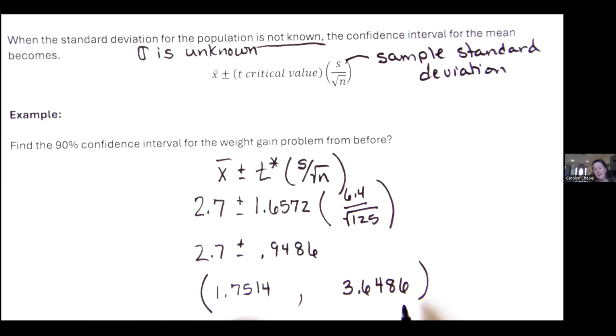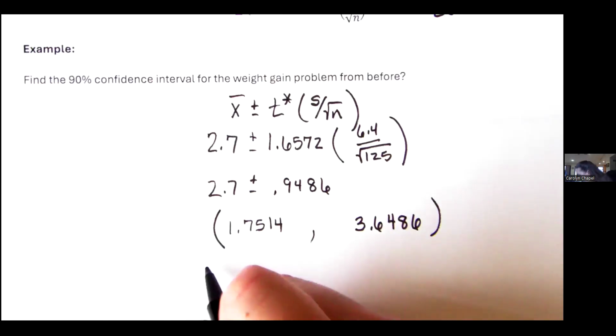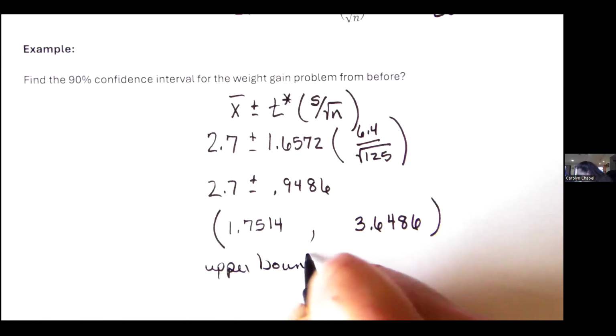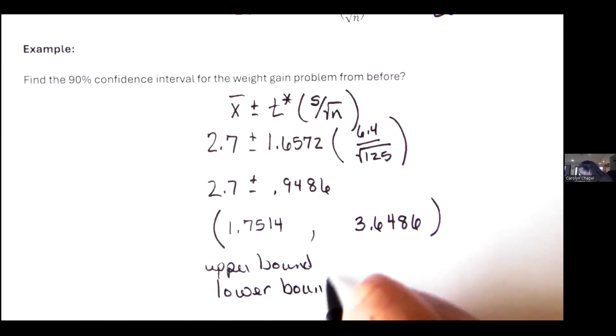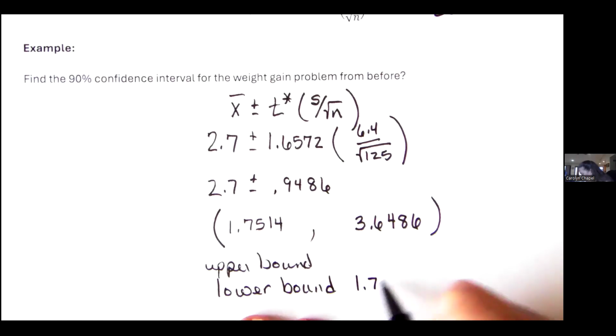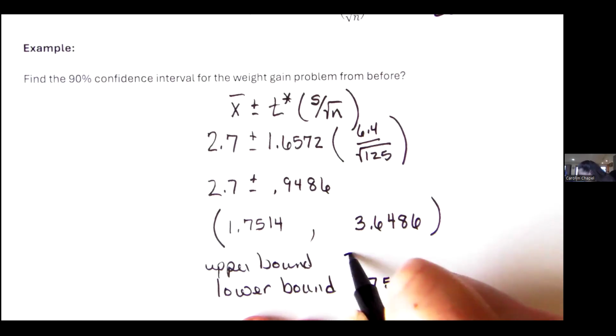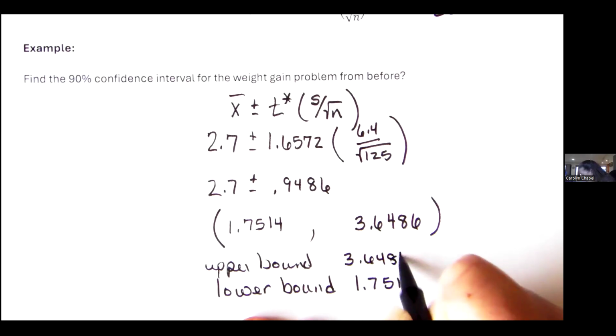I like to write it in interval notation. Sometimes people would just want to know the upper bound and the lower bound, and you can list them that way. So this was 1.7514, 3.6486.